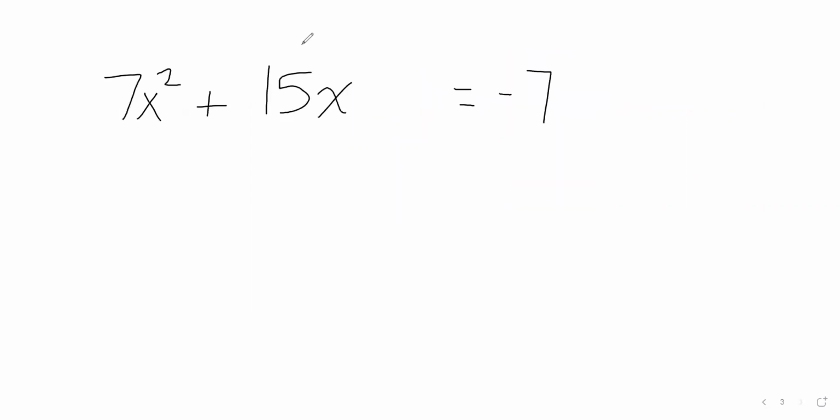All right. So let's fix the fact that this 15 is not even. What's the easiest way to make a number even? The answer is multiply by 2. So we're going to multiply the entire equation times 2.